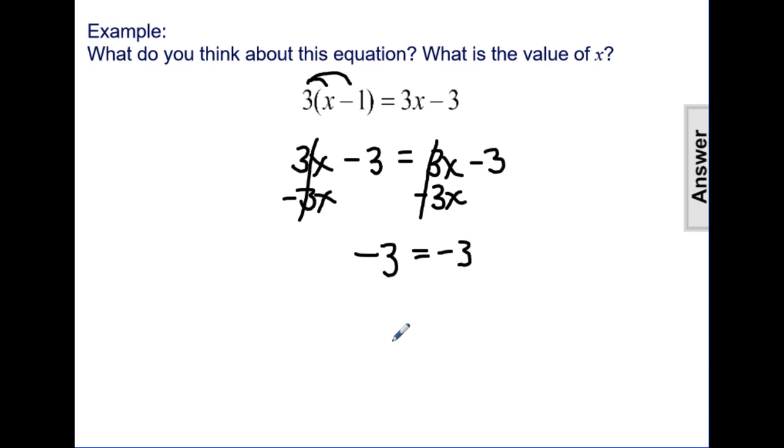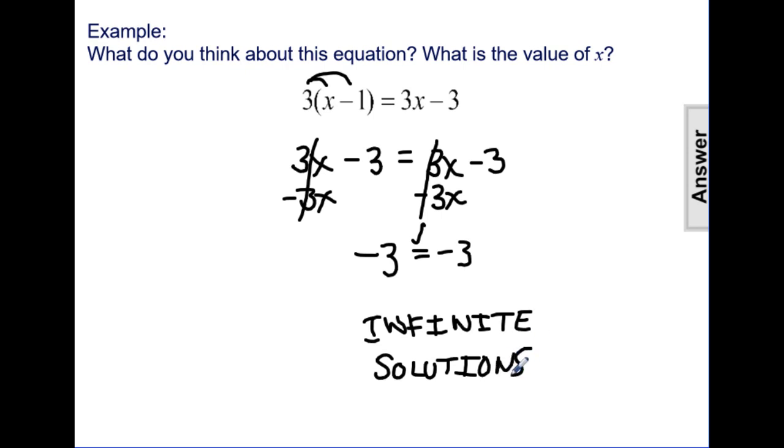When solving an equation where the variables are eliminated again, but now we are left with a true statement, negative 3 does equal negative 3, the answer is going to be infinite solutions. Now, any value of x will make the equation true. If you recall from earlier in this unit, this is known as an identity. Any value will make this equation true. So these two are special cases. We have no solution and infinite solutions, which can happen when we have variables on both sides of the equation.